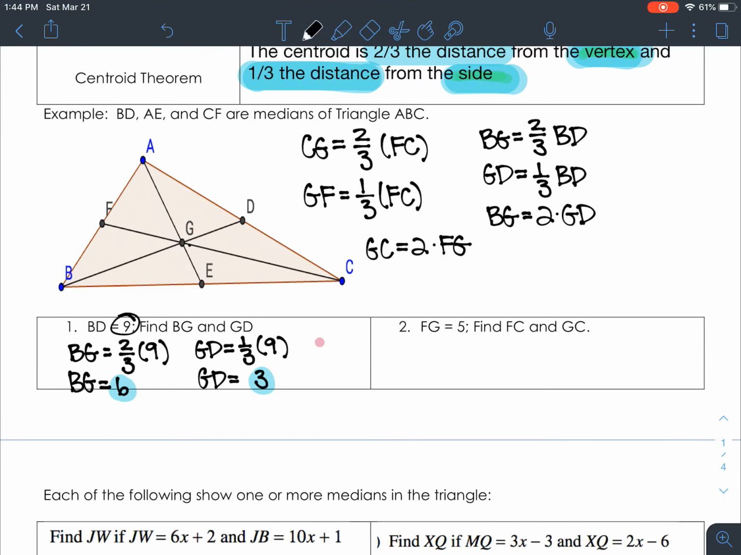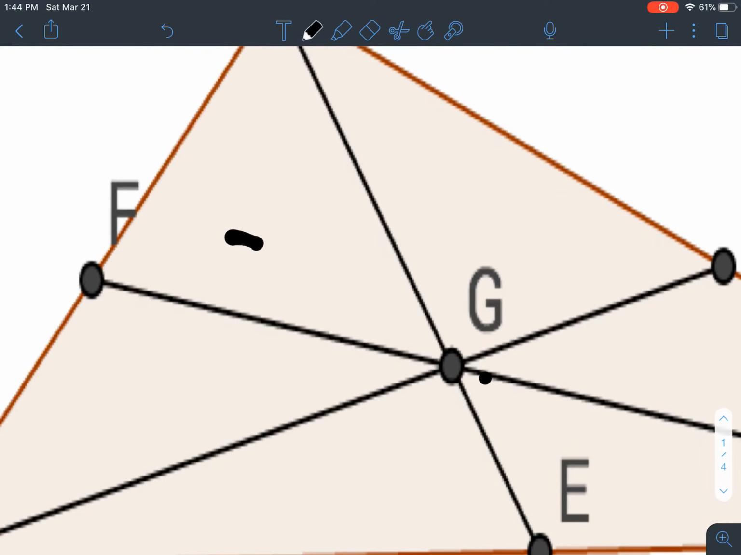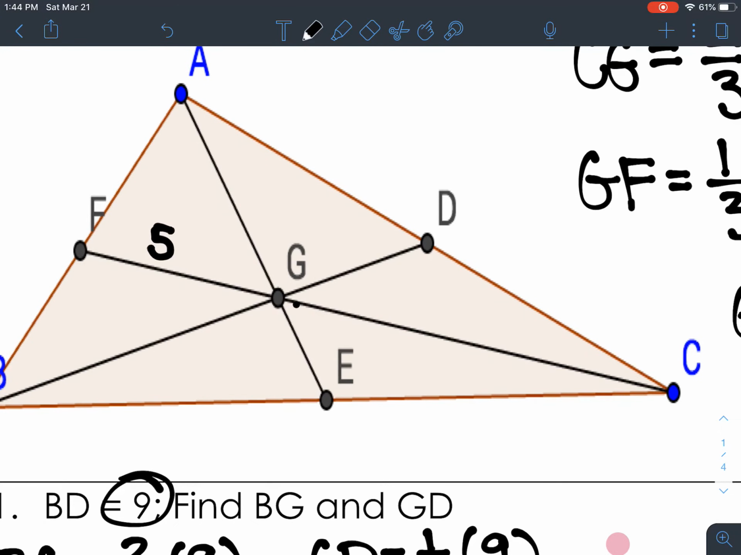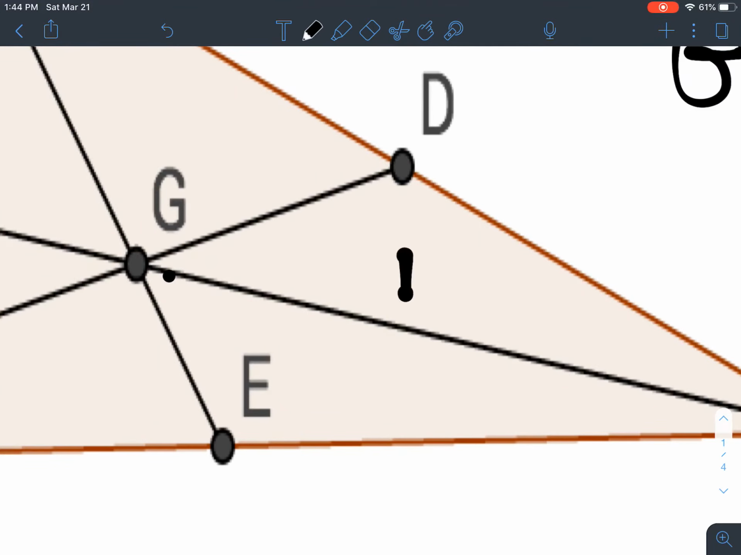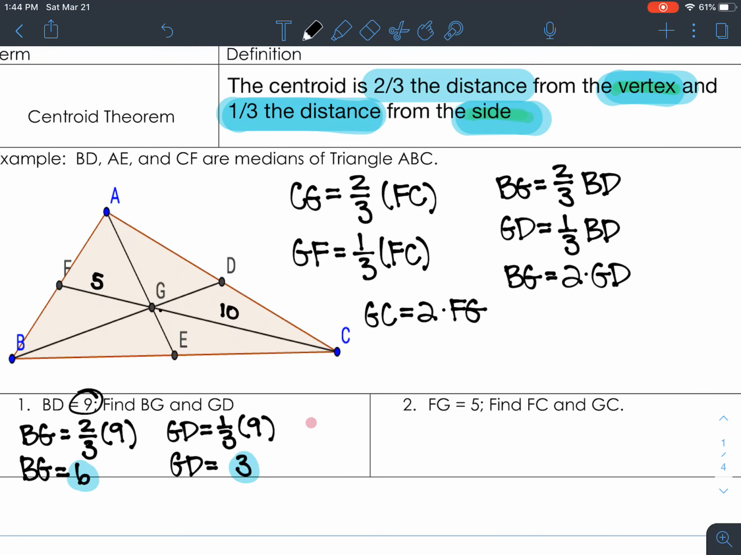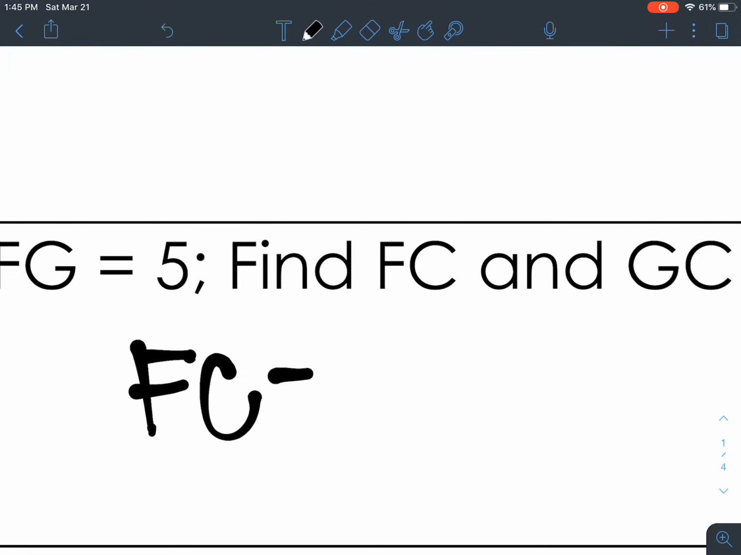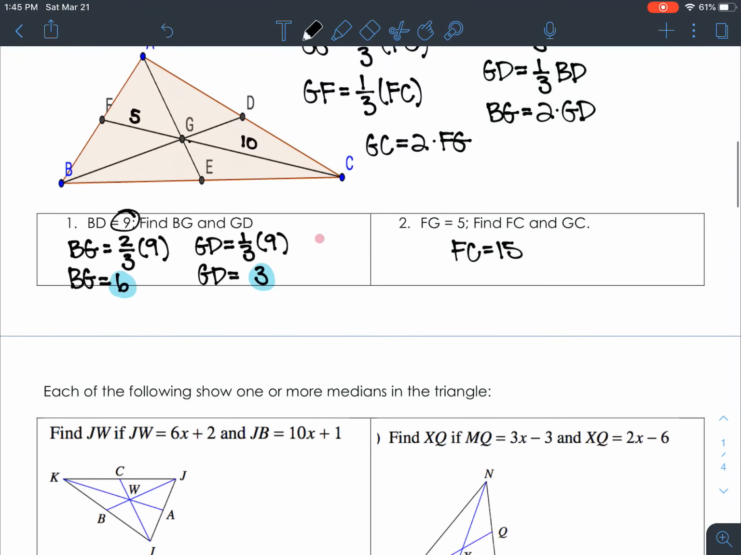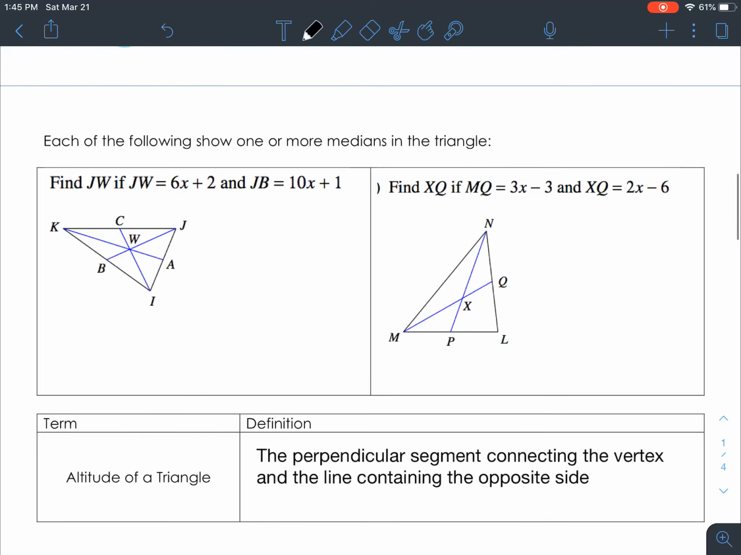This time I'm going to label. Now I have the length of FG is 5. You could solve backwards, but I think we should expedite this. If I'm looking for GC and then FC, remember what the connection is between the short segment and the long segment. The long segment is double that of the short segment, which means that GC has to have a length of 10, which means that the full segment of FC has to be 15. Not that bad.